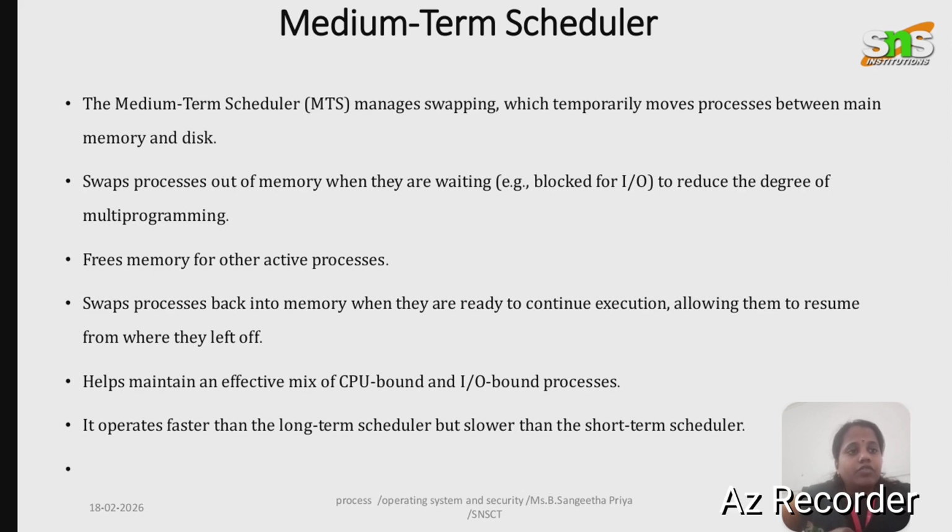Next one we are going to see is the medium-term scheduler. The medium-term scheduler handles swapping. Real-life example: a classroom with limited benches. Some students are asked to wait outside. They are called back later. Similarly, some processes are removed from memory, stored on the disk, and brought back later. The purpose is to free memory, improve performance, and maintain balance between CPU-bound and IO-bound processes.